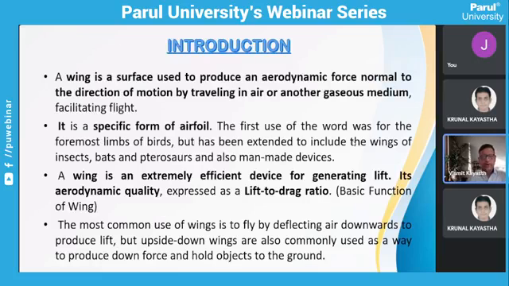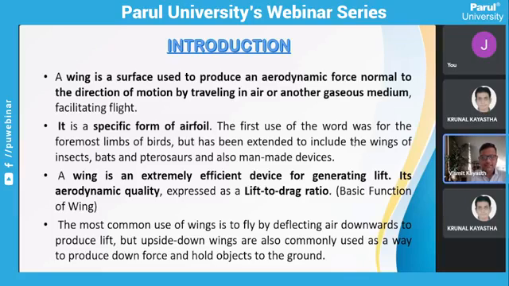Okay, so moving on, I would like to start from the basic part, giving an introduction. We all know that a wing is the utmost required thing that is used to generate lift. Okay, so just to help you out with a small definition, a wing is a surface used to produce an aerodynamic force normal to the direction of motion while traveling in air or another medium. Okay, which helps give flight or lift to the object.